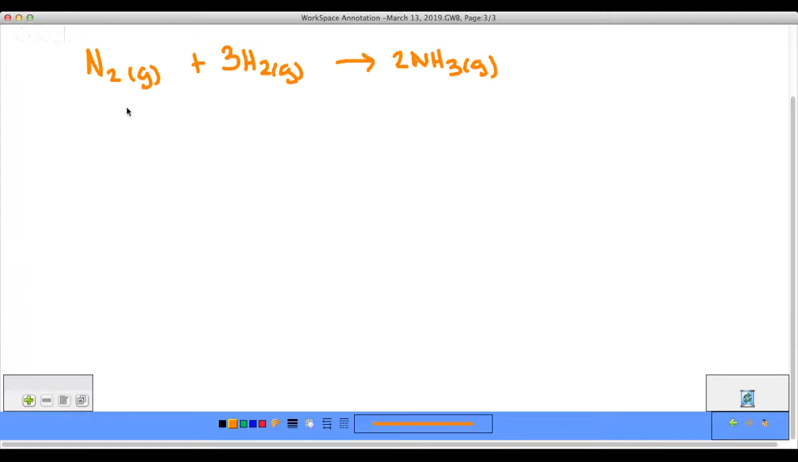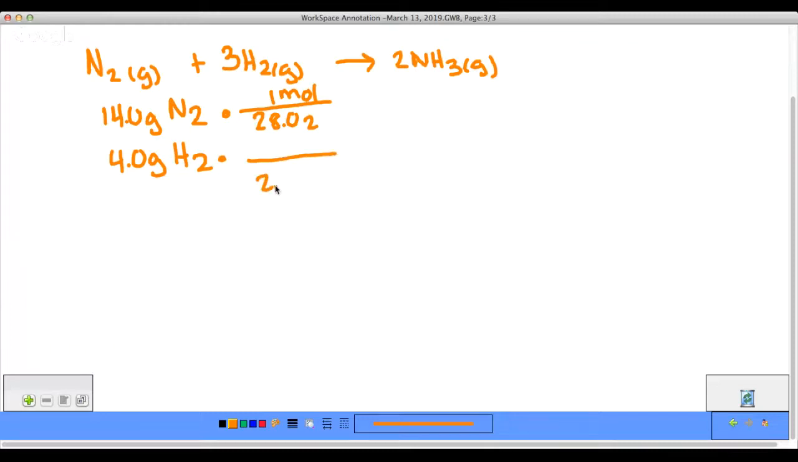So we are told that we have 14.0 grams of nitrogen, and 4 grams of hydrogen. And the first thing we're asked to do is convert these into moles. And we are given some molar mass. I'm going to use the molar masses that they give us, 1 mole, and we are told that this is 2.02 grams and 1 mole. So we figure out that we have 0.50 moles of nitrogen and 2.0 moles of hydrogen.